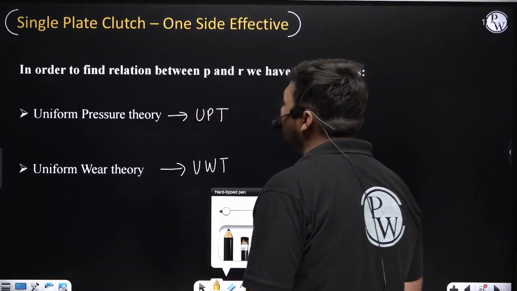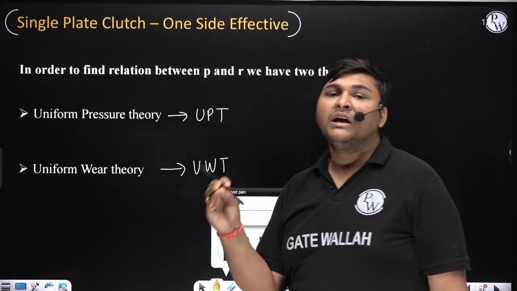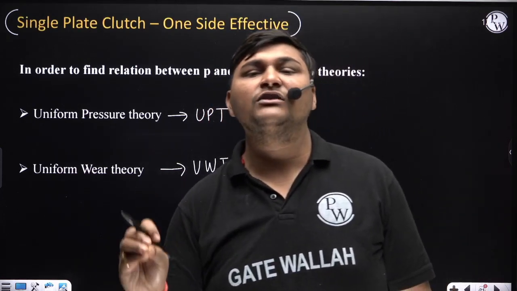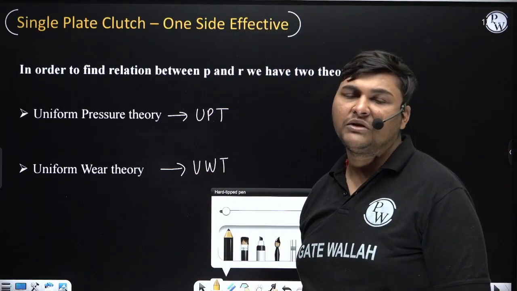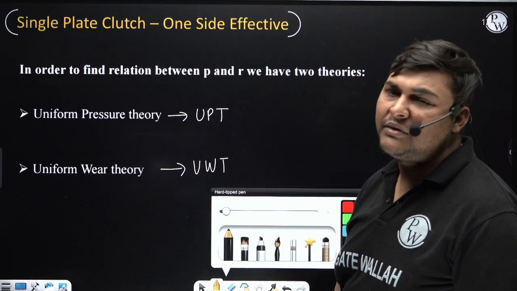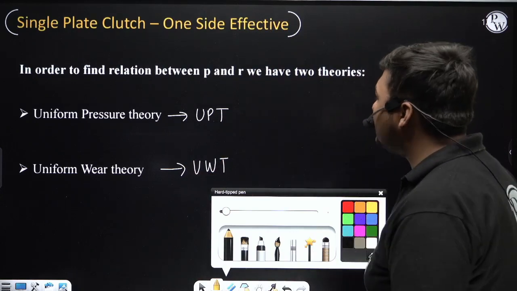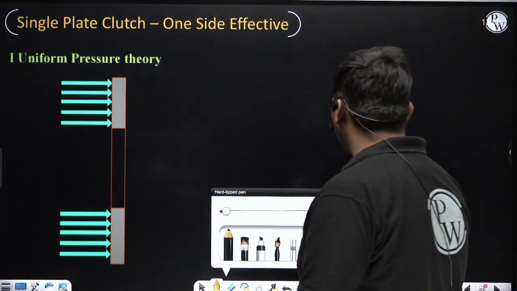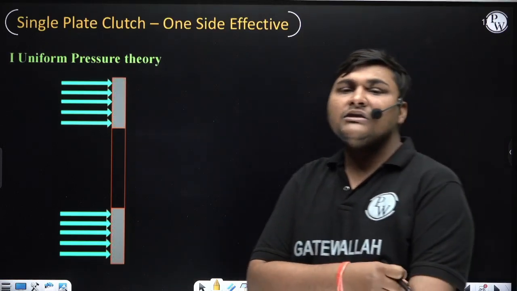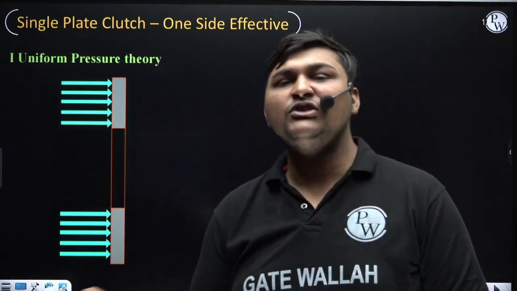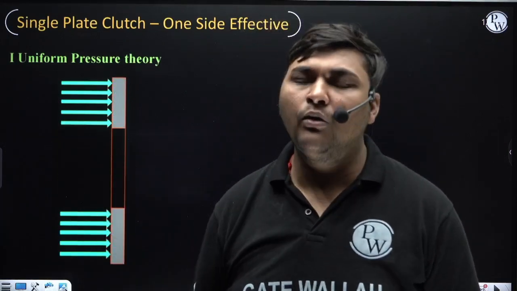And in both the theories, the only thing which you have to remember is the relation of pressure as a function of R. After knowing that relation, through integration, you can easily find the expression of W and torque transmitted, that is capital T. So first we will discuss uniform pressure theory. What is uniform pressure theory? As the name suggests, here we are assuming the pressure across the friction lining is constant, means pressure is uniform over the friction lining.